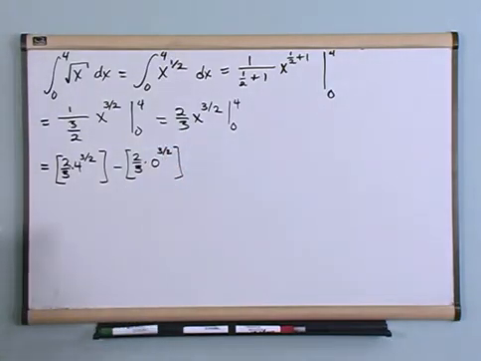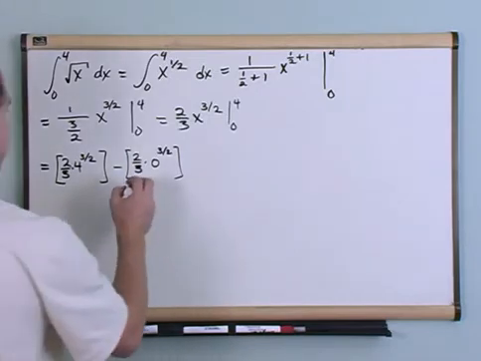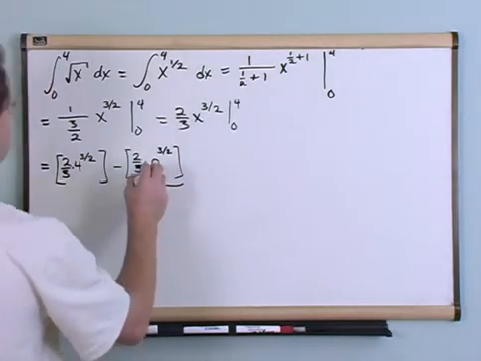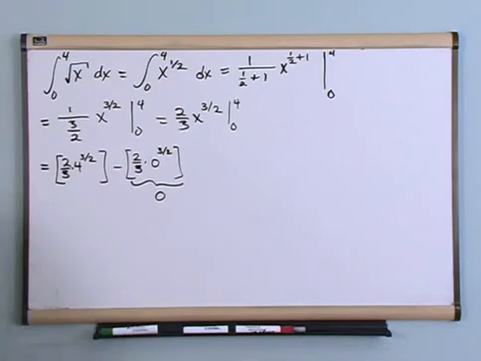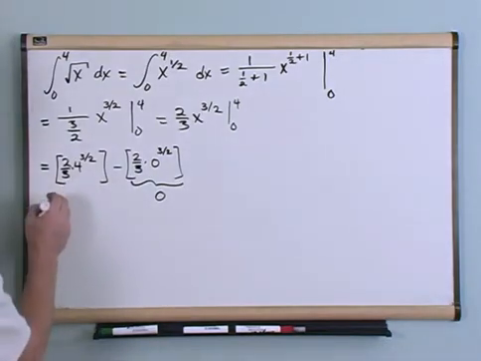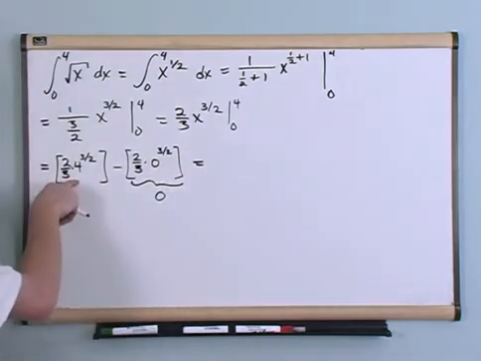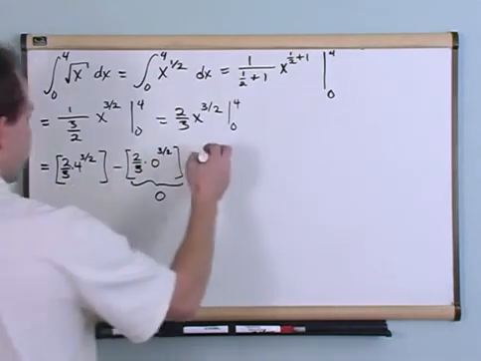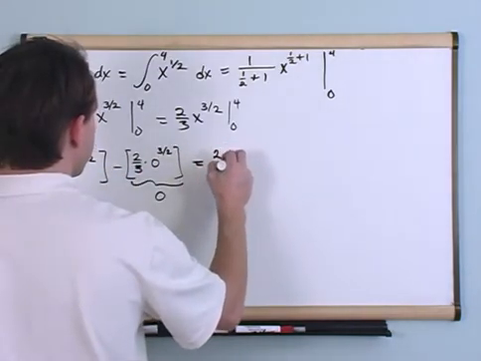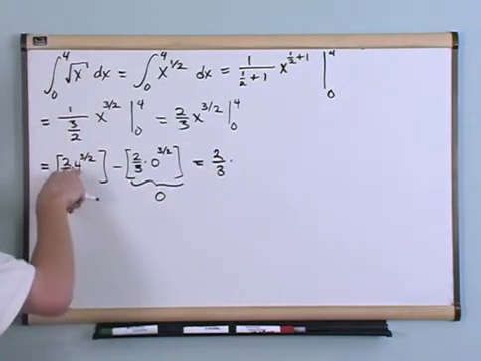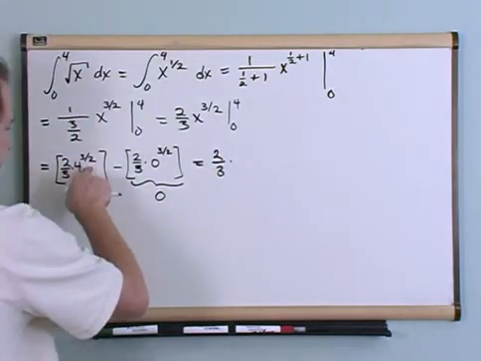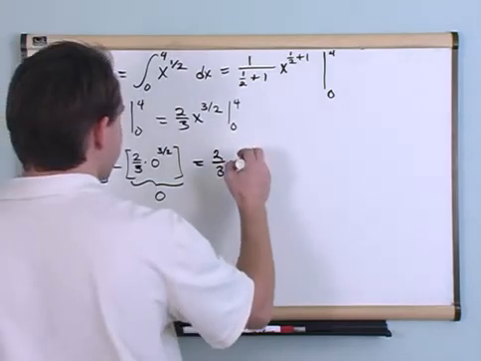Now, I think you can convince yourself that this term is going to be 0 because 0 raised to any power is 0. So this term goes away. But this term doesn't. So when we work with this term here, you're going to have 2/3 times, notice this is 4 to the 3/2. So what this really is, 4.